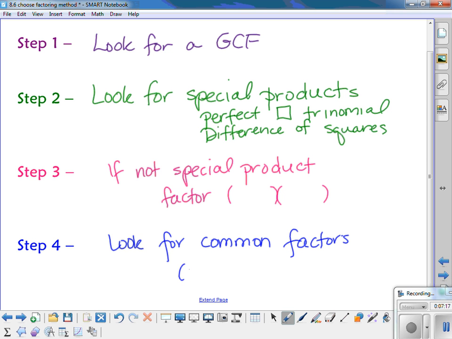And so what I mean by that is, suppose you have x plus 2 times x plus 2, you can just rewrite that as x plus 2, the quantity squared. Okay, so those are the 4 steps you're going to go through when you're looking at an expression. You're going to see if there's a GCF. You're going to look for special products. Then if it's not a special product, you're just going to factor it the way we've been doing. And then you look for common factors.